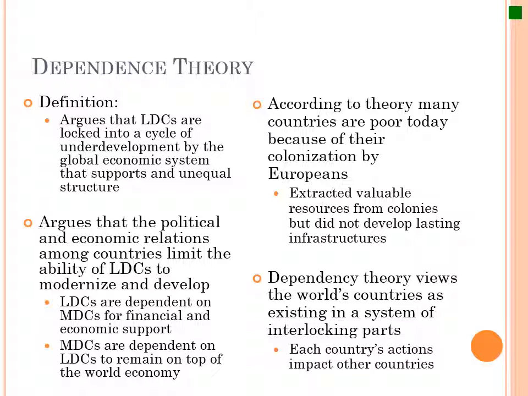So again, the dependence theory, very much like Wallerstein's world systems model, views the world as interconnected and very dependent upon each other, and MDCs couldn't exist without LDCs, and LDCs couldn't exist without MDCs. What happens in one country is going to impact another. So if there's a recession in developed countries, that's going to impact their power to buy raw materials from LDCs, and then the LDCs are going to have issues with their economy because there isn't a market for the goods they're trying to export.